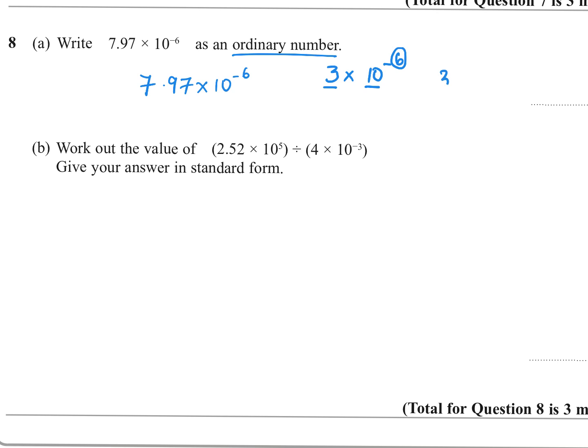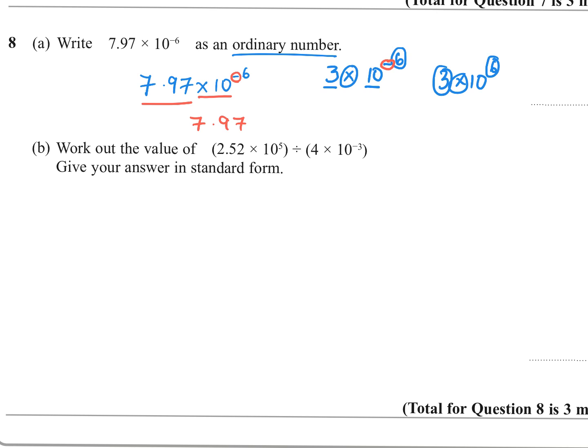So if we were to have 3 times 10 to the power 6, that would mean you take the number 3 and you times by 10 6 times. So we know they both had a times sign here, but it's actually this sign here that tells you whether to times or divide by. So in this case, we've got 7.97, and we've been asked to divide by 10 6 times.